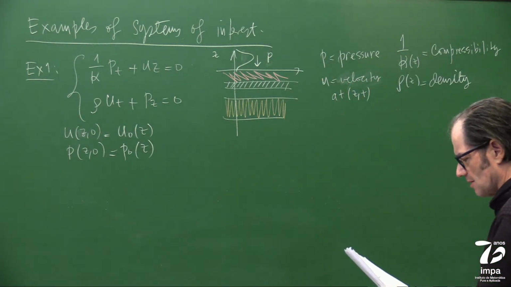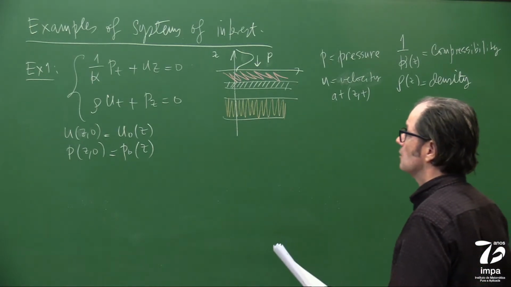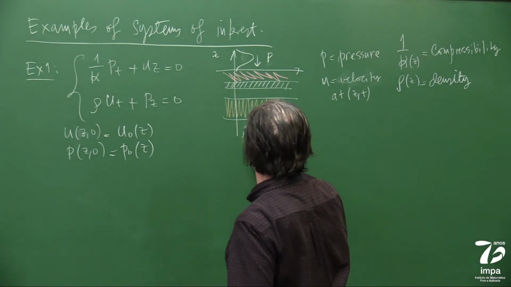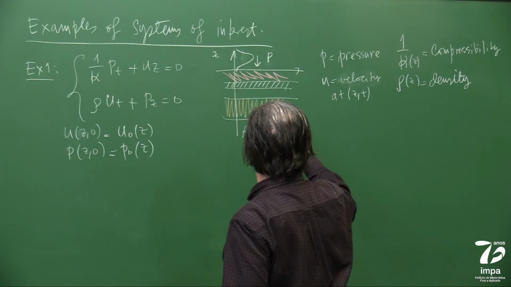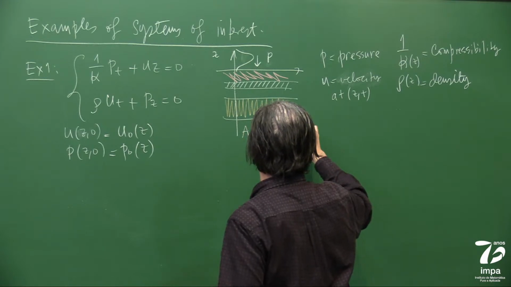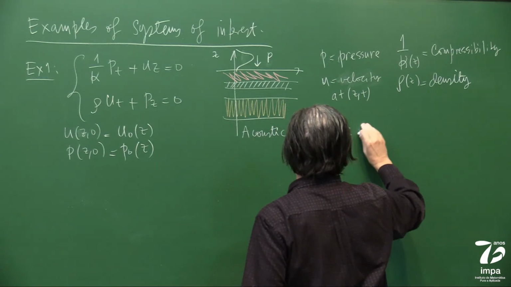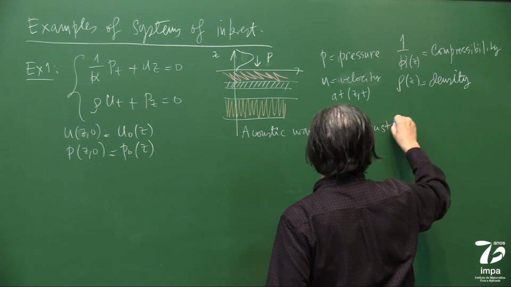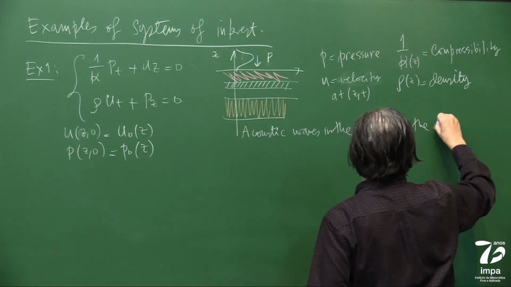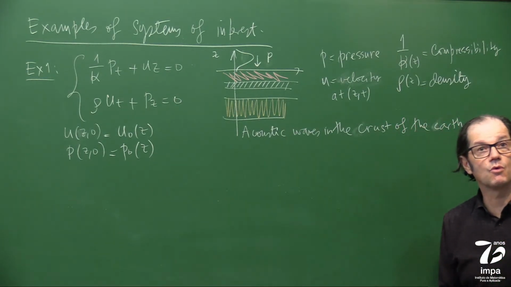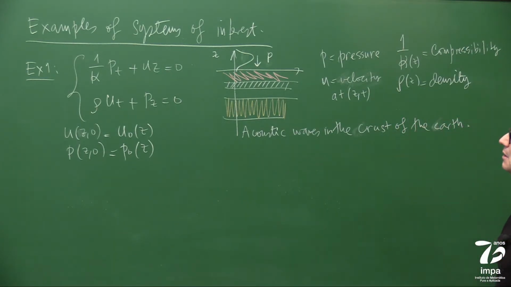At ZT, and the same thing for pressure. And it's okay, so let me tell, and then I'll say more. So this is a problem for acoustic waves, a very simple problem, or model, but good. For acoustic waves in the crust of the Earth. So it's a 1D acoustic problem in the crust of the Earth.